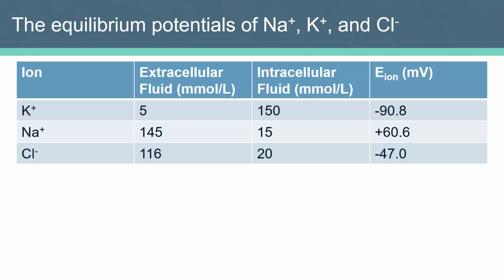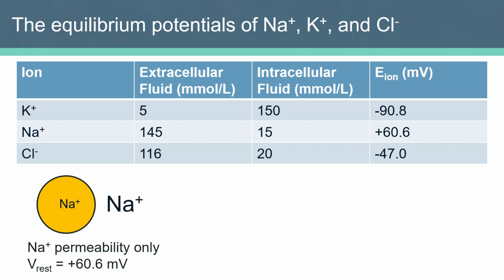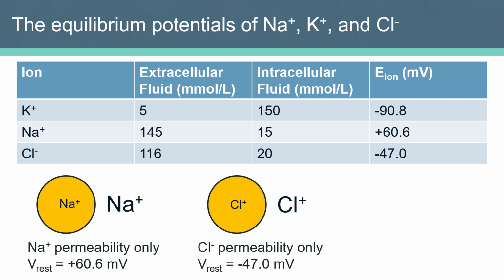Given normal extracellular and intracellular sodium concentrations for mammalian cells, the calculated value for the equilibrium potential for sodium is positive 60.6 millivolts. If we make the assumption that a cell has only sodium channels, then the resting membrane potential would be positive 60.6 millivolts. If we calculate the equilibrium potential for chloride, we find that it is negative 47 millivolts. Therefore, a cell with only chloride channels would have a resting membrane potential of negative 47 millivolts.